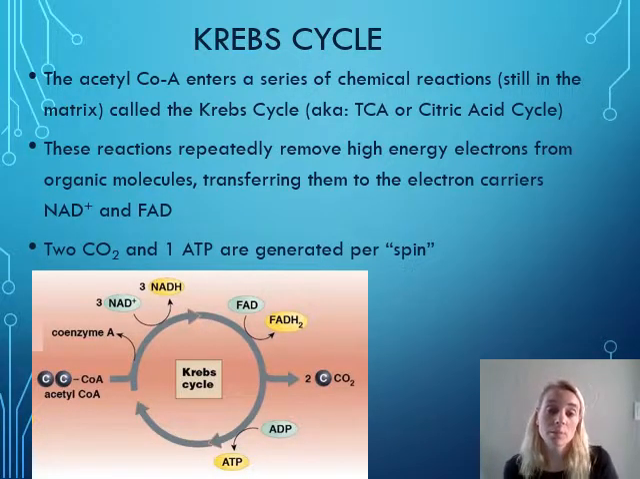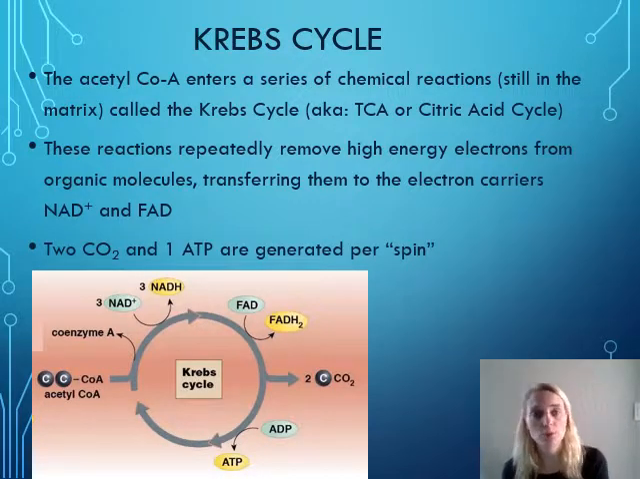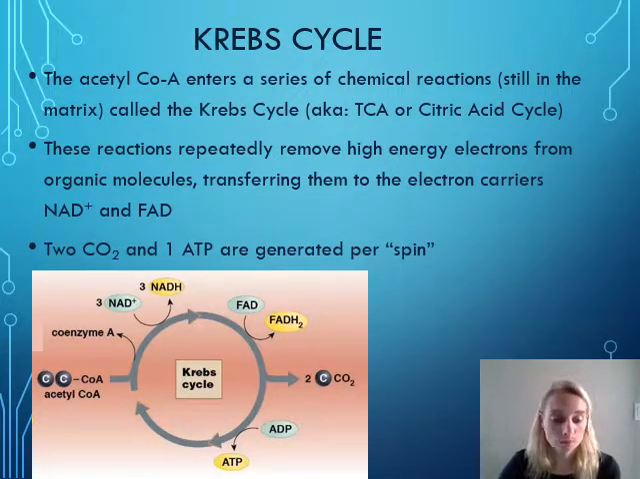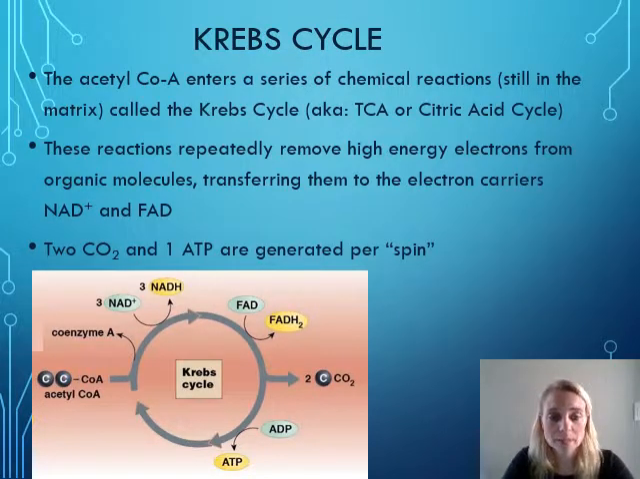So we're still in the matrix of the mitochondria. We have our acetyl-CoA now produced, and that's going to trigger the first part in this. Again, it's a cycle, just like the Calvin cycle to produce glucose. This is a cycle which is helping us further break down glucose. So again, it's a long series of reactions. We're just going to cover the basics here. But look at our major products.